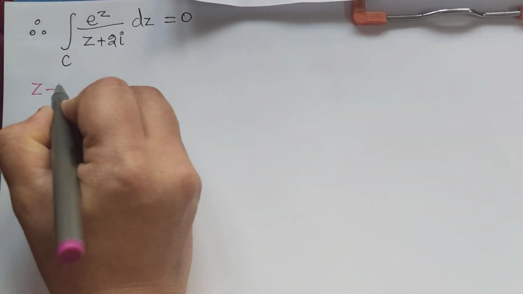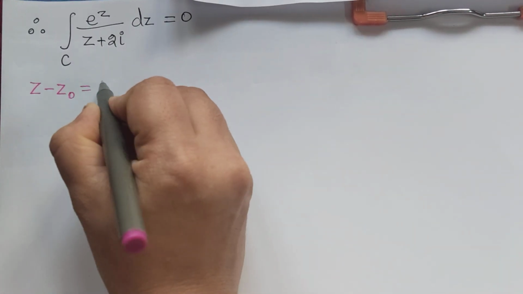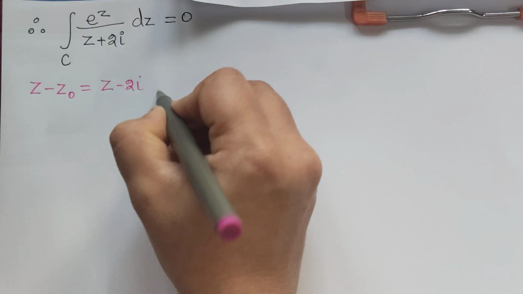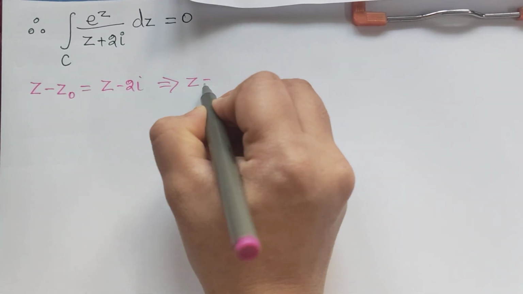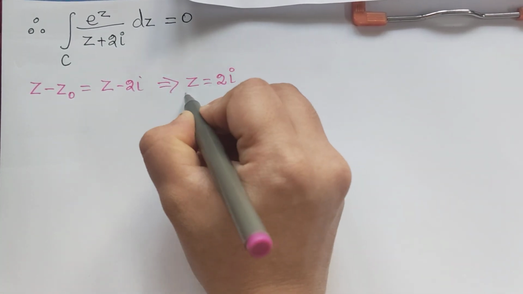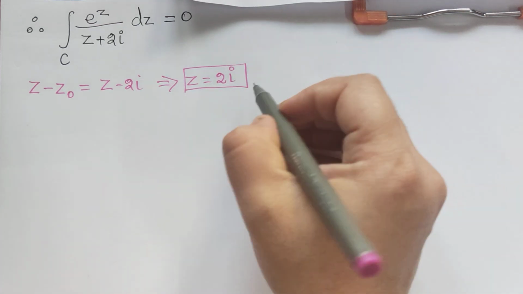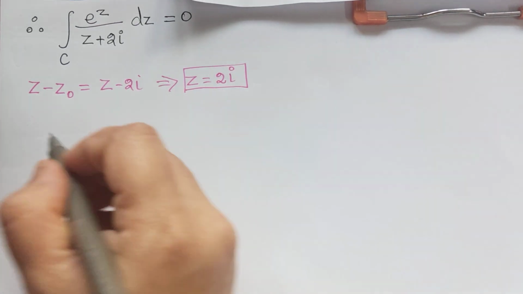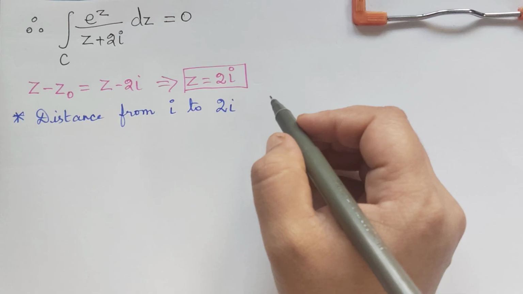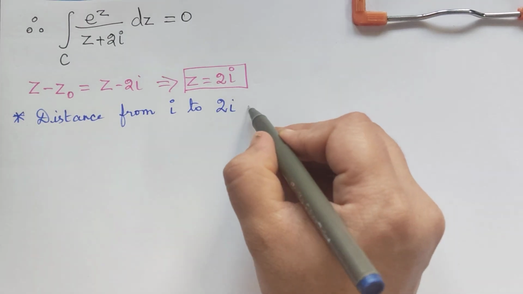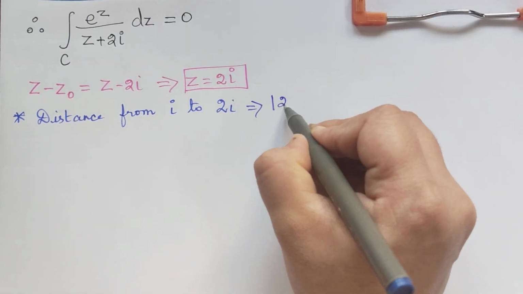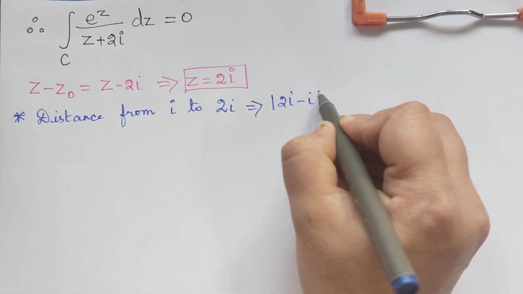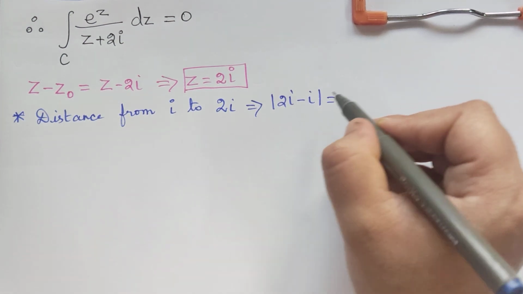So z minus z naught is equal to z minus 2i. So on comparing, z naught is equal to 2i. Now we will find the distance of this 2i from i. So what will be the distance from i to 2i? It will be the modulus of 2i minus i, which is equal to i.